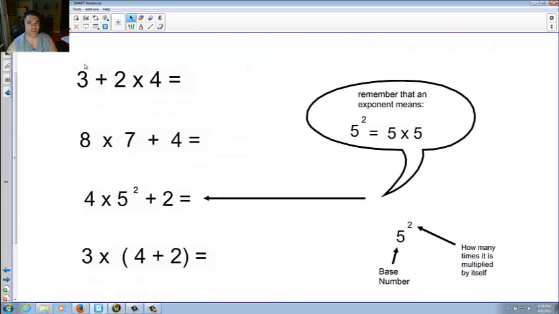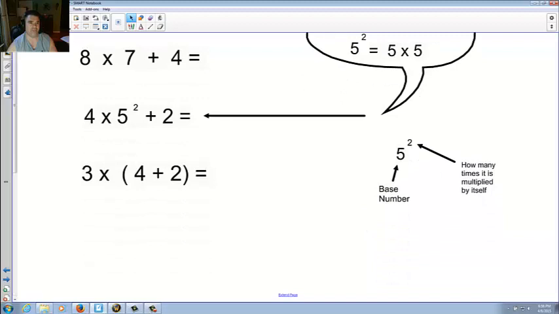Go ahead, try these 4. 3 plus 2 times 4, 8 times 7 plus 4, 4 times 5 squared plus 2, and 3 times 4 plus 2 in parentheses. Now for the third one, remember that 5 squared equals 5 times 5. All right, let's see how you did.